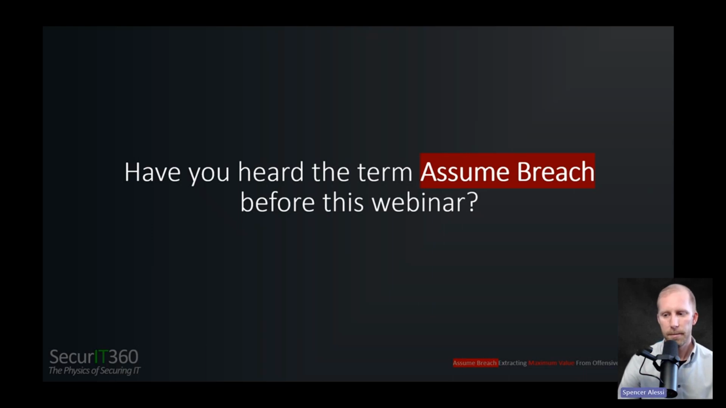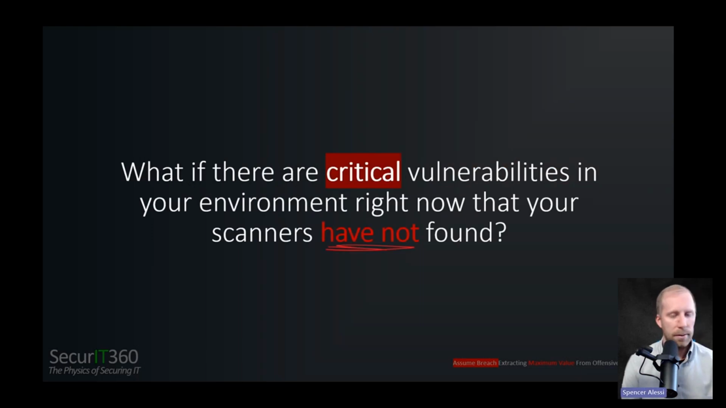So back here. All right, so what if there were critical vulnerabilities in your environment right now that your vulnerability scanners have not found? What if you have 5,000, 4,000, 6,000 vulnerabilities that get generated from your Nessus scan or your vulnerability scanner, Qualys, whatever. You have so many vulnerabilities. But imagine if there were critical vulnerabilities in your environment right now that those scanners didn't find. That's essentially the question that assume breach answers. And we're going to talk about that.